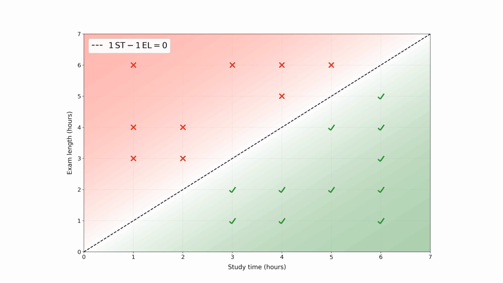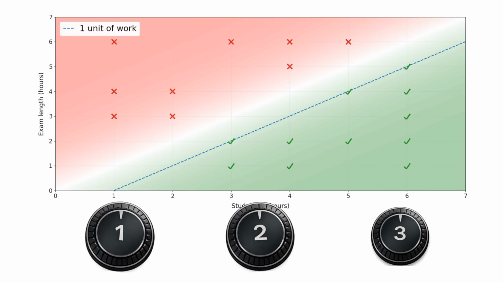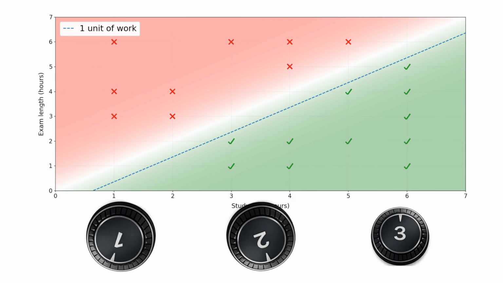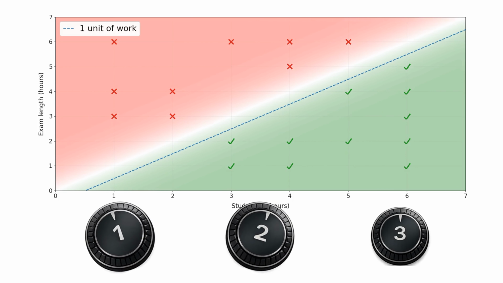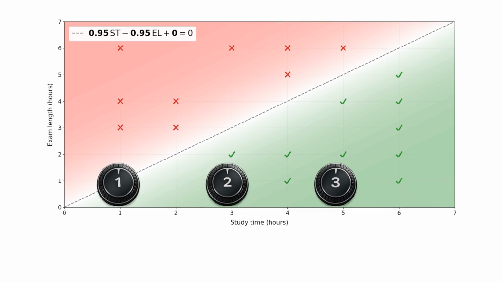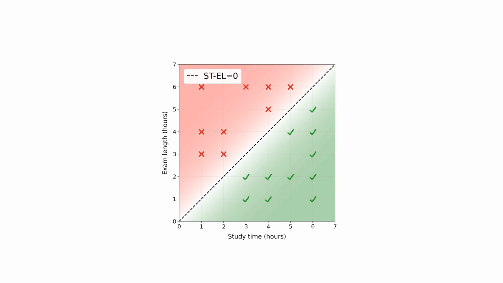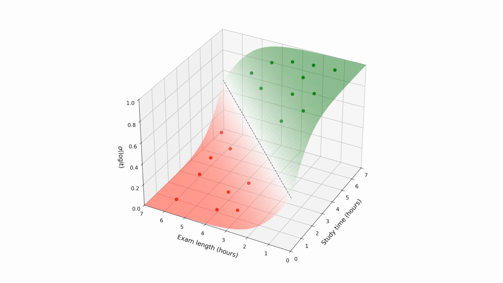But look at what happens to the probabilities assigned across the space as we multiply by 2. Now, points closer to the boundary get higher probabilities. Previously, 1 unit of work required studying an hour more than the exam length, but now you only need to study 30 minutes more in order to get 1 unit of work. So even though the bare minimum didn't change, distinguishing from the minimum is now easier. The effect is a steeper sigmoid curve.